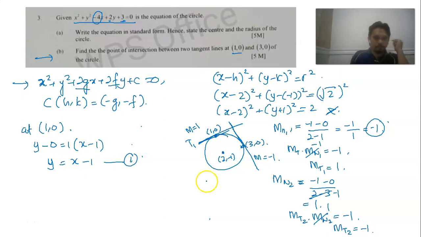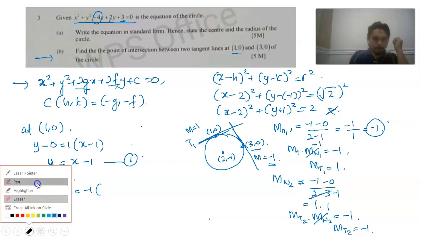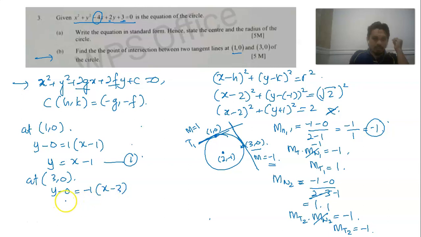Equation 1. Okay, and then at a point of (3, 0). So y minus 0 again equal to the gradient of this, the gradient is negative 1. So negative 1 times x minus 3. So y equal to negative 1 times x, negative becomes positive 3.